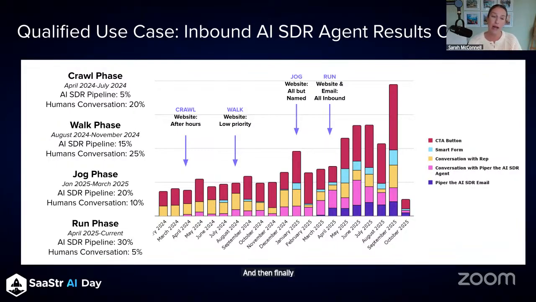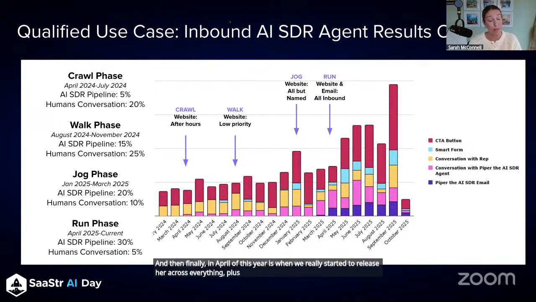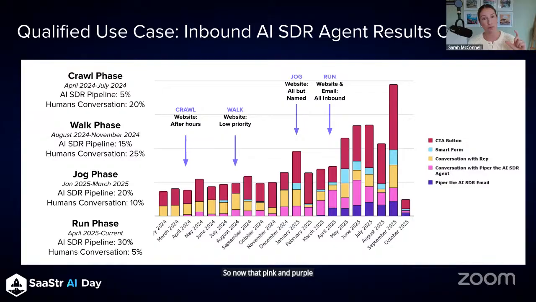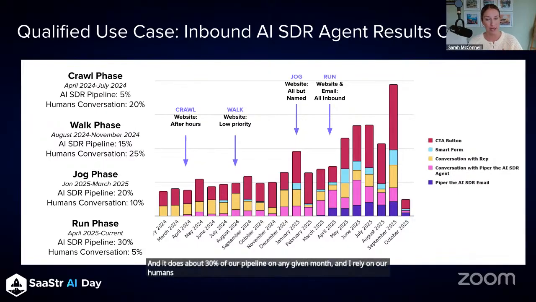And then finally, in April of this year is when we really started to release her across everything, plus we added the email functionality that you saw Maura show. And that's that purple bar. So now that pink and purple are taking up a much bigger chunk of our pipeline contribution that's coming from inbound. And it does about 30% of our pipeline on any given month. And I rely on our humans about 5% of the time.